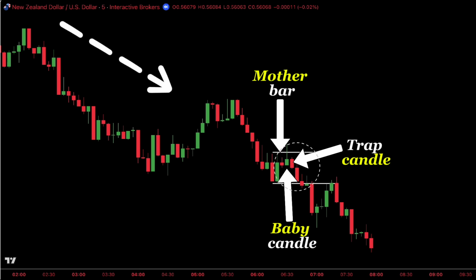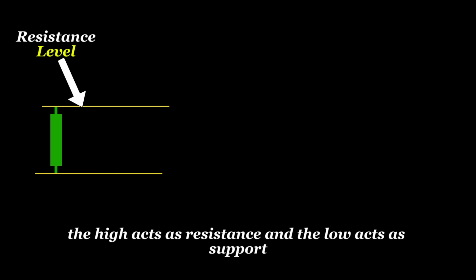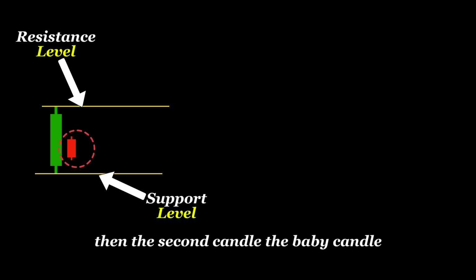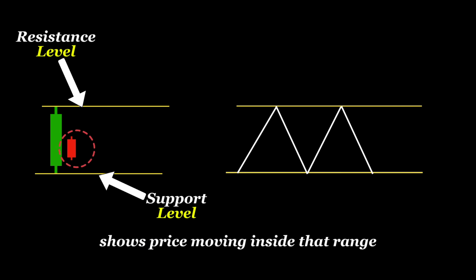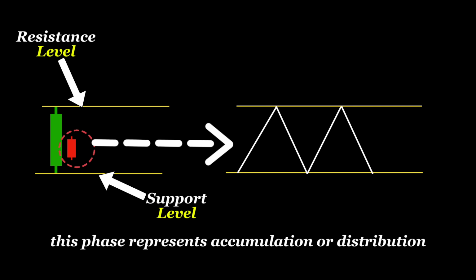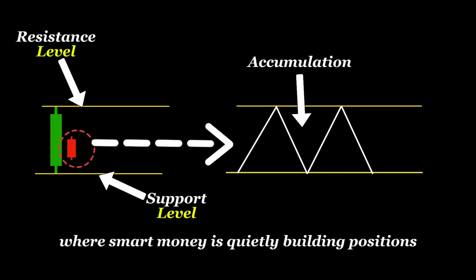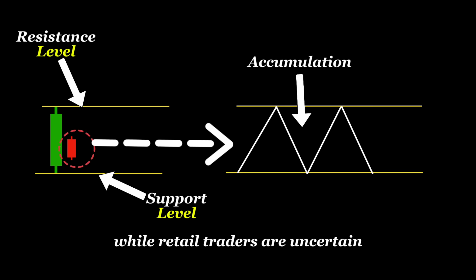Now, you might be asking, why is this considered a smart money pattern? Because this setup actually reflects a complete smart money cycle. Let me explain. The first candle, the mother bar, defines a range. The high acts as resistance and the low acts as support. Then, the second candle, the baby candle, shows price moving inside that range. This phase represents accumulation or distribution, where smart money is quietly building positions while retail traders are uncertain.